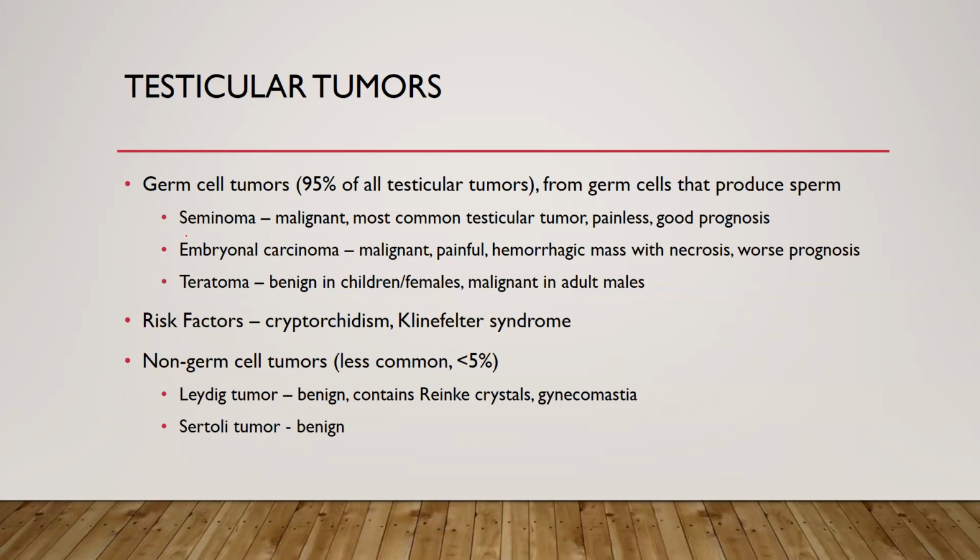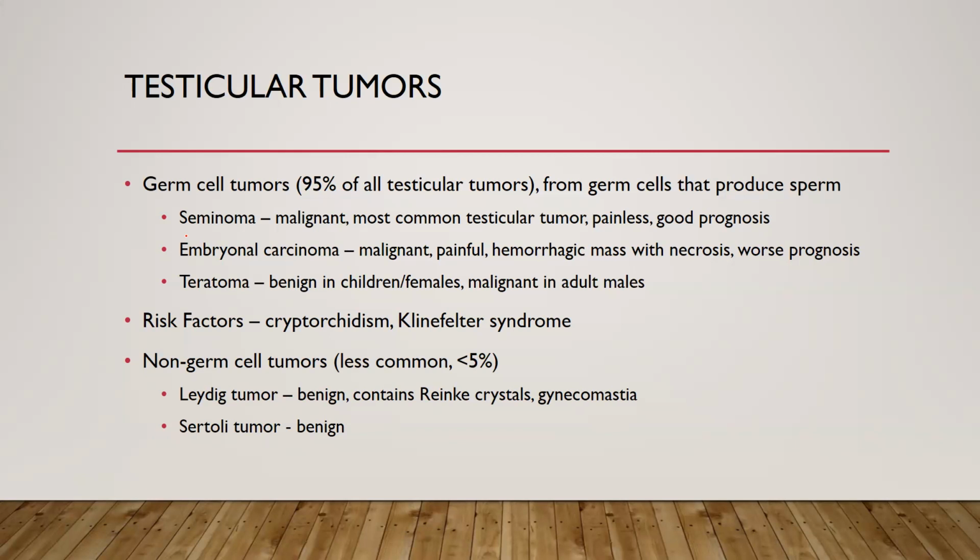So testicular tumors, we have germ cell tumors. These are 95% of all testicular tumors, germ cell tumors that produce sperm. So when in doubt, it's a germ cell tumor, okay? Seminoma is the malignant, most common testicular tumor. It's painless, there's a good prognosis.